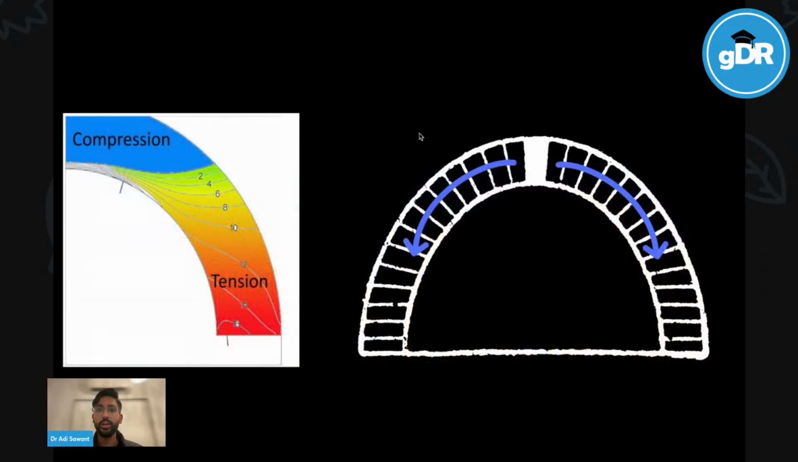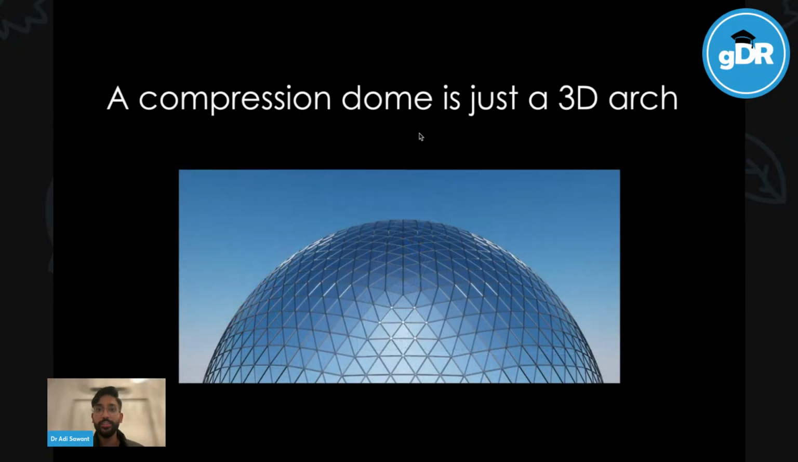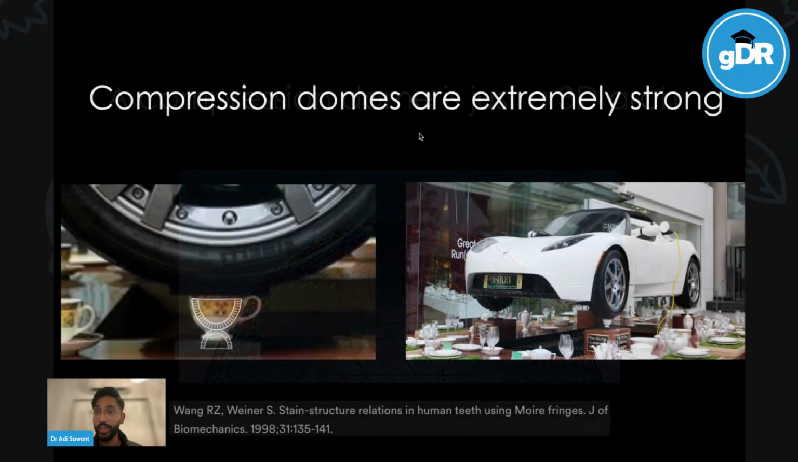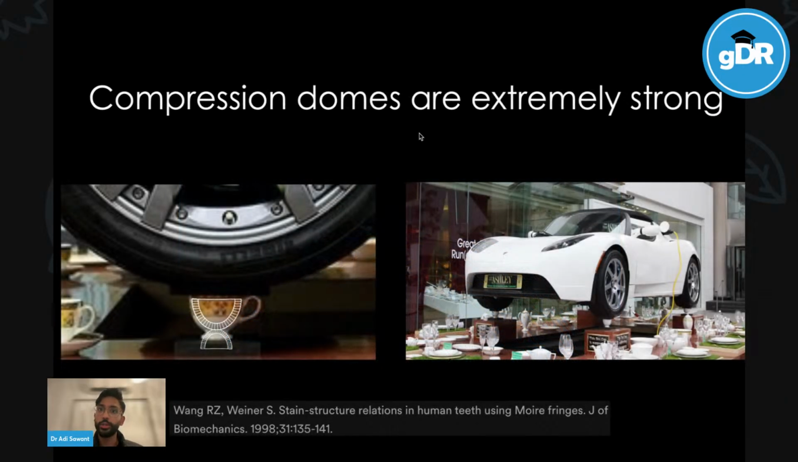If you look here, what they're really good at doing is putting things in compression and dispersing their tension down the sides. And a compression dome is just a 3D arch. They're really strong. You can see here we've got two compression domes, quite small, but supported on all four sides, supporting an entire car, right?